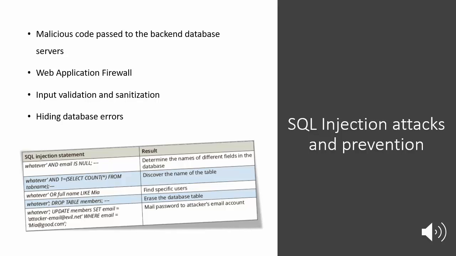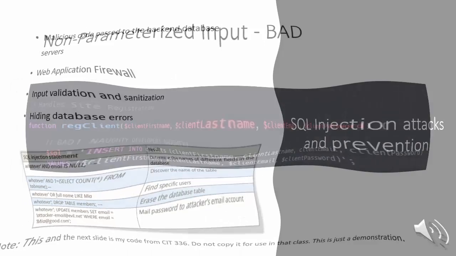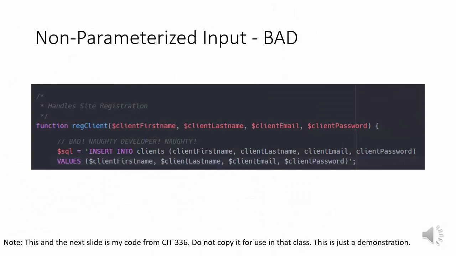It is also a good practice to turn off the visibility of database errors on production sites, just because they can be used with SQL injection to gain information about the database itself. Now this is where we get to really prevent SQL injection by using parameterized inputs, and I will explain what this means.